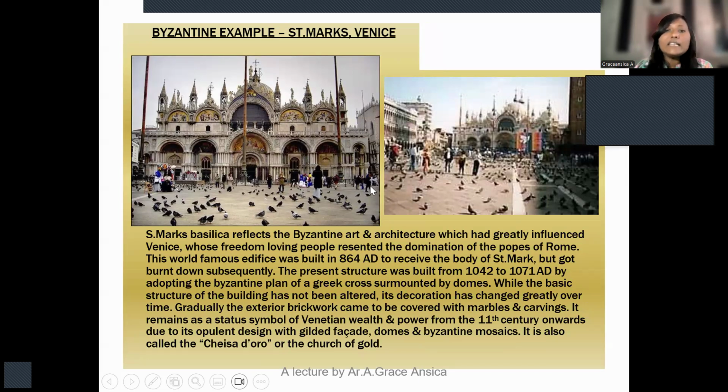So they adopted a Greek cross plan with an enormous number of domes. They didn't alter the basic structure, but just added more decorations. They also added marbles and carving in the exterior area to make it look richer. And it is also called the Church of Gold.